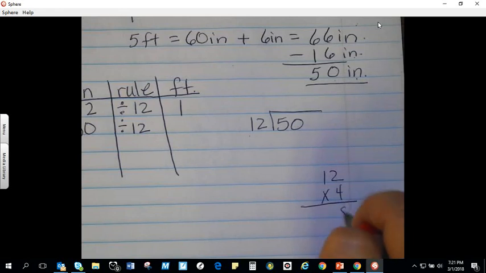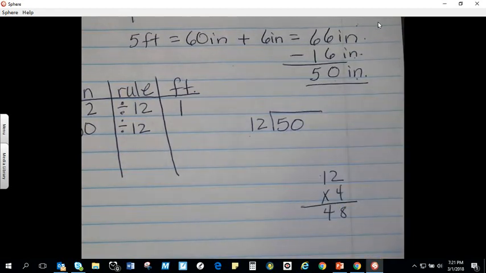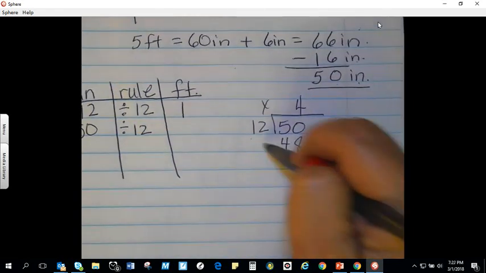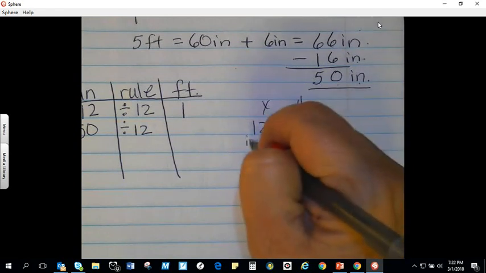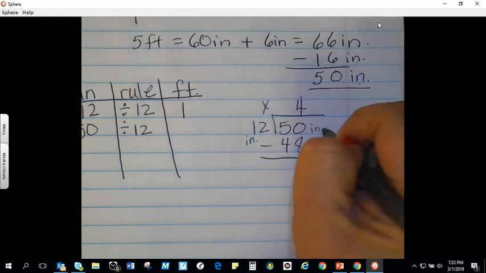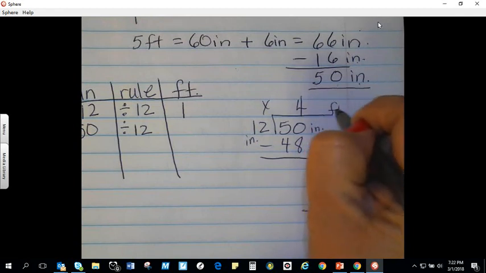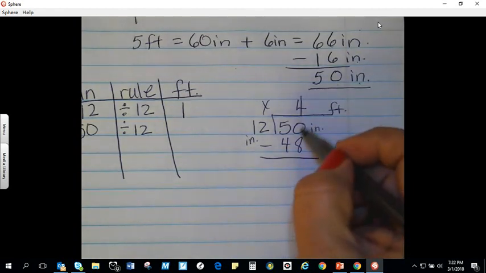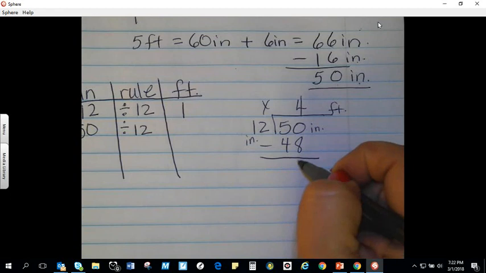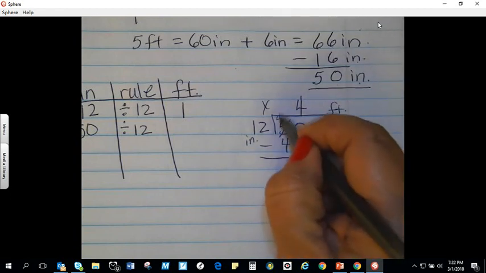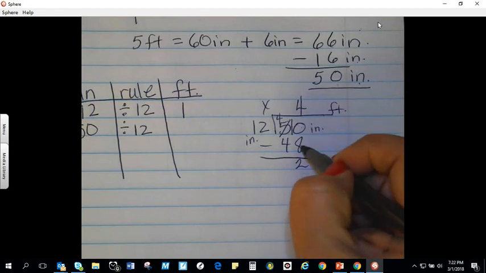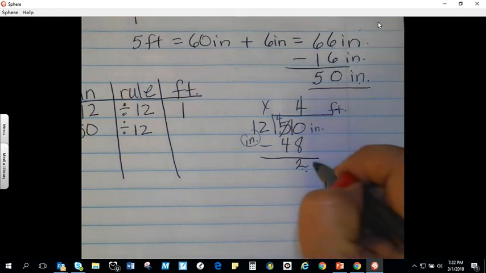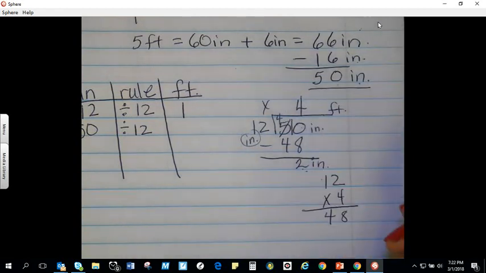4 times 2 is 8. 4 times 1 is 4, so 48. So 12 times 4 is 48. I'm going to subtract that out. Again, remember, this is inches, and this is inches. What I'm going to find out here is feet. Can't take here. I can also, 50 minus 48, I know that it's 2 away. But to prove it, let me regroup. That goes to 4. That becomes a 10. 10 minus 8 is 2. Now 12 can't go into 2, and I'm dealing with inches to inches, so I have 2 inches left over.